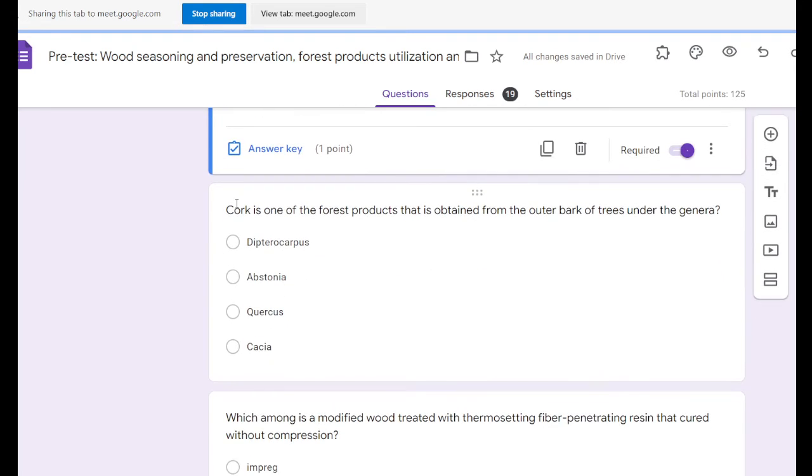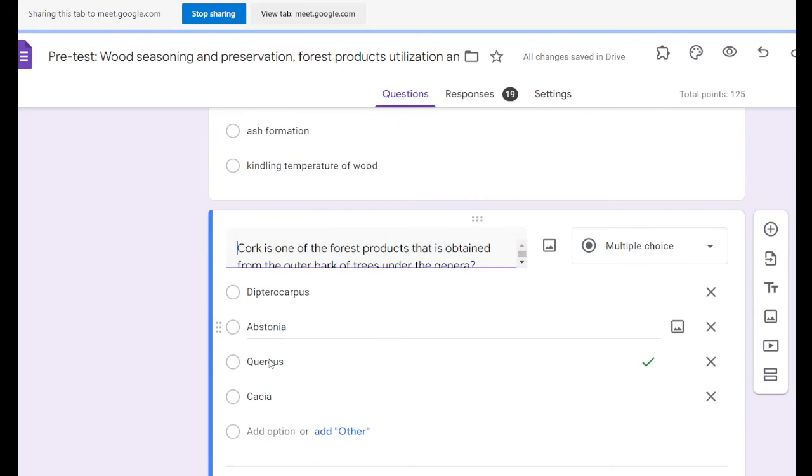Cork is one of the forest products that is obtained from outer bark of trees under the genus Quercus. Kining Quercus na mga plants are famous as a source of cork. Kanang ginagamit nga taklob sa wine. Mga taklob sa wine bitaw, wine bottles. So kanang mga cork, usual ang famous na sources kining mga Quercus na species.